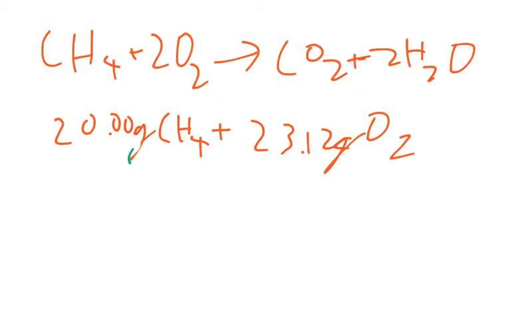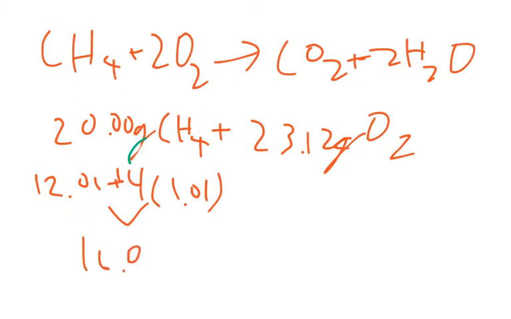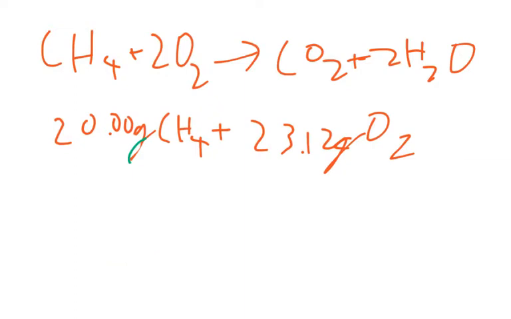Well, molar mass. So I'm not going to show you how to do that because I did that in previous videos, but we know that the molar mass of methane is 12.01 plus 4 times 1.01, and using my calculator, we get 16.05 as the molar mass of methane. So we simply take 20 and divide it by 16.05, and we get an answer of 1.246 moles of methane.